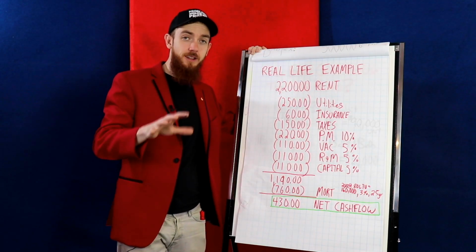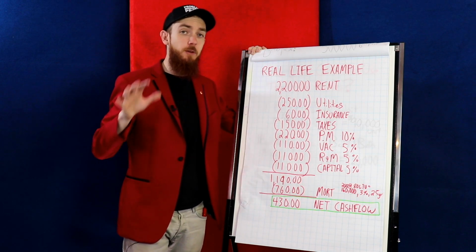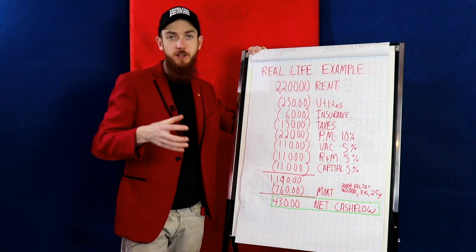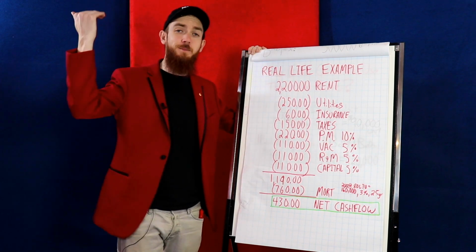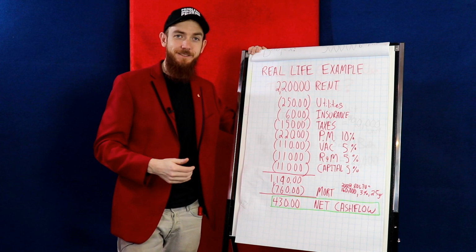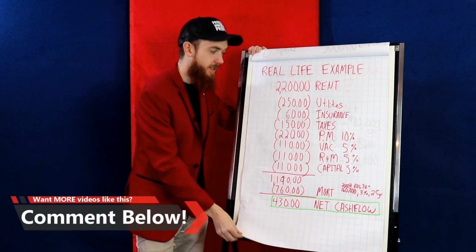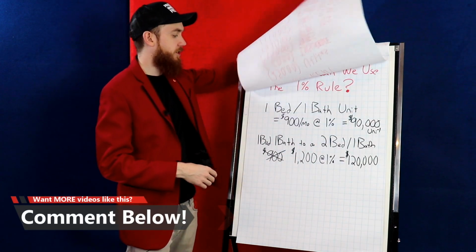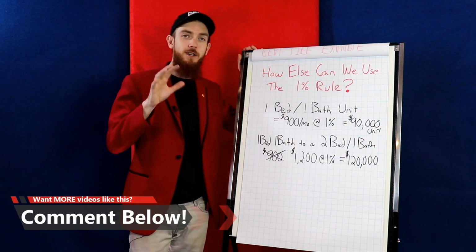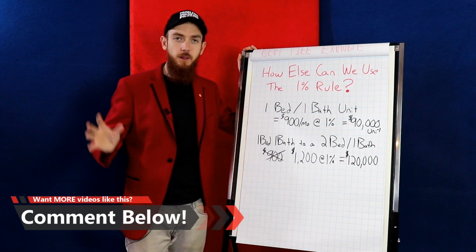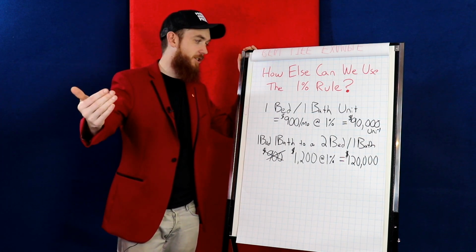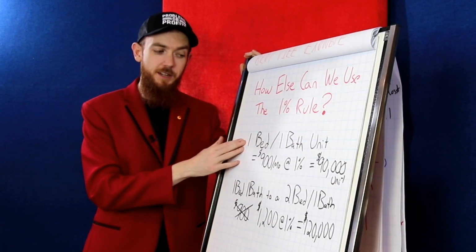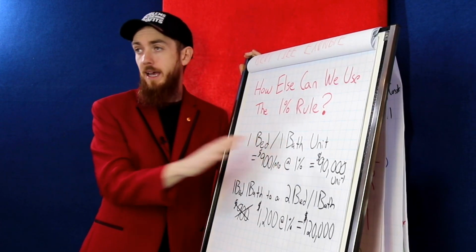That's it for this real life example, but where else can we take this information, or how else can we use the 1% rule to make us more effective, more efficient, and just better landlords and real estate investors in general? Well, now that we've broken down how the 1% rule works, let's look at how else we can apply it to our real estate investing strategy. So what I've written down here is, let's take a 1-bed, 1-bath unit.